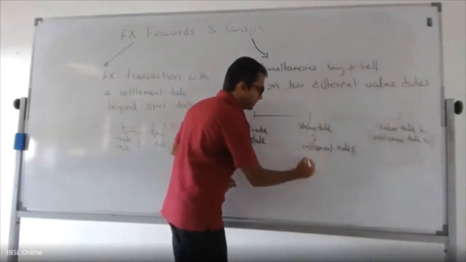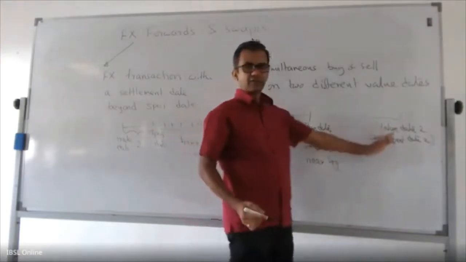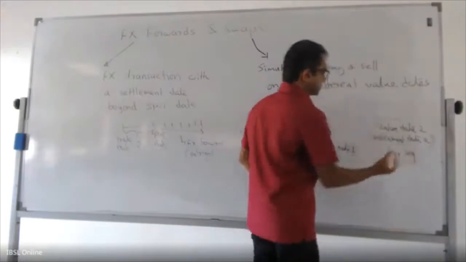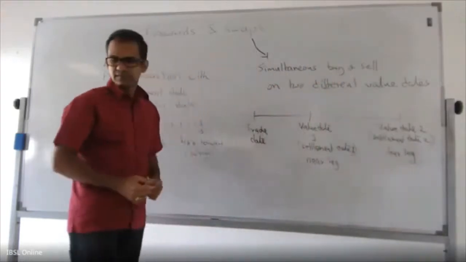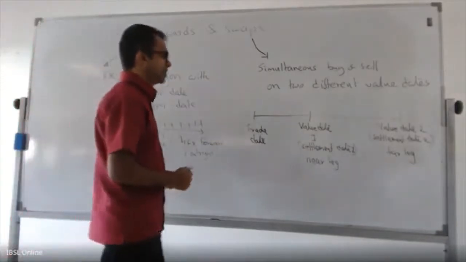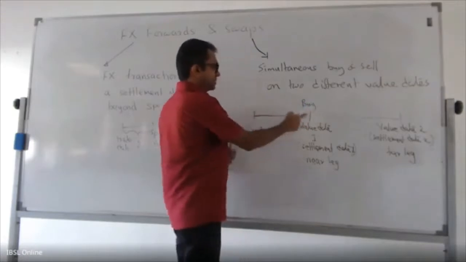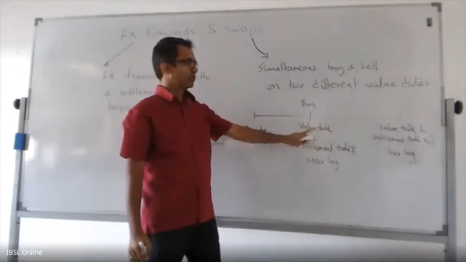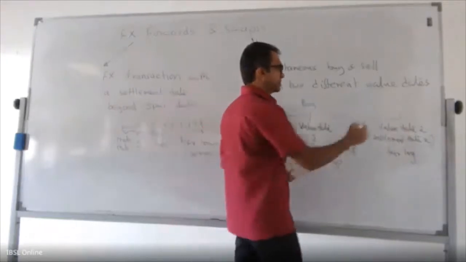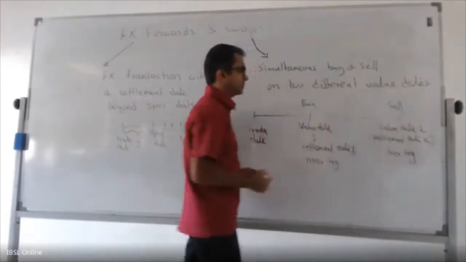This is what we call the near leg, and the second one we call the far leg. If we agree to buy the base currency on this date, what do you do on the far leg? You sell it. So then it's a buy-sell transaction.